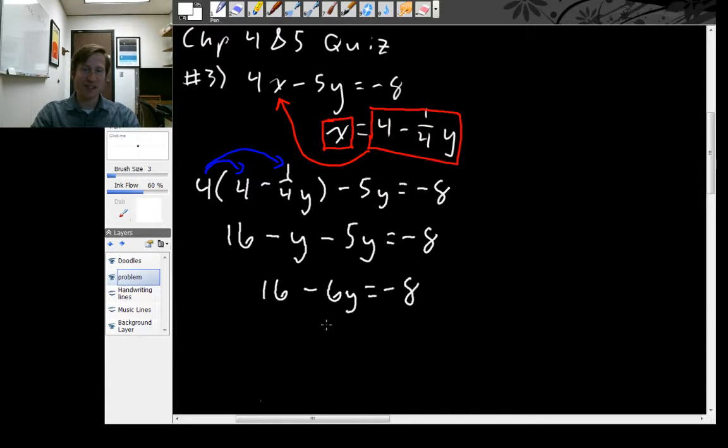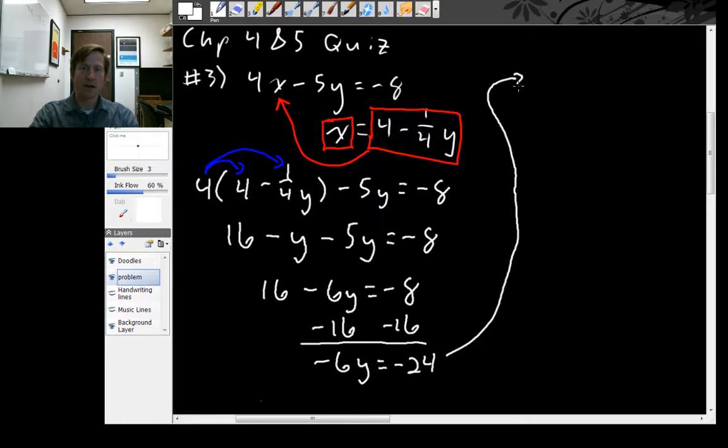Now we can move the 16 to the other side. We can subtract 16. We get negative 6y equals negative 8 minus 16 is negative 24. And then we can divide both sides by negative 6, and we get y equals 4.